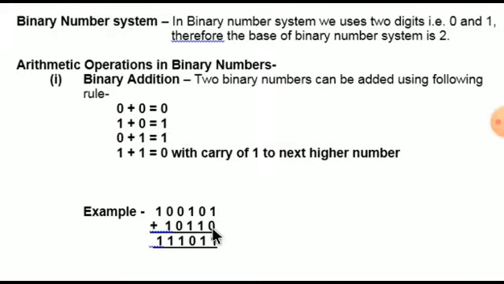1 plus 0 is equal to 1. Again 0 plus 1 is equal to 1. Then 1 plus 1 is equal to 0 with carry 1, means here 0 and here will be 1. Then 1 plus 0 is equal to 1 according to this rule. 0 plus 1 is equal to 1. Then 1. Your answer will be 111011.